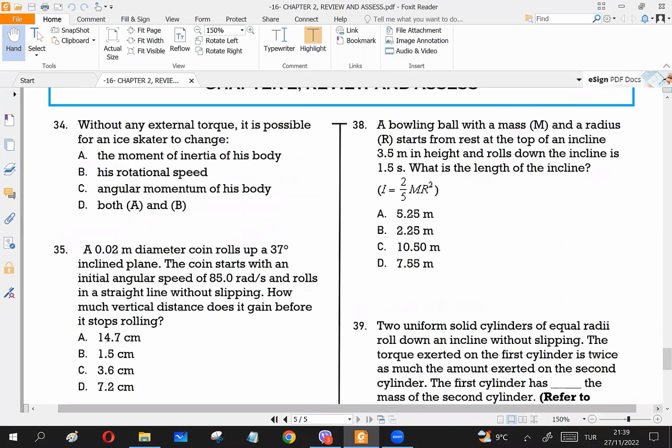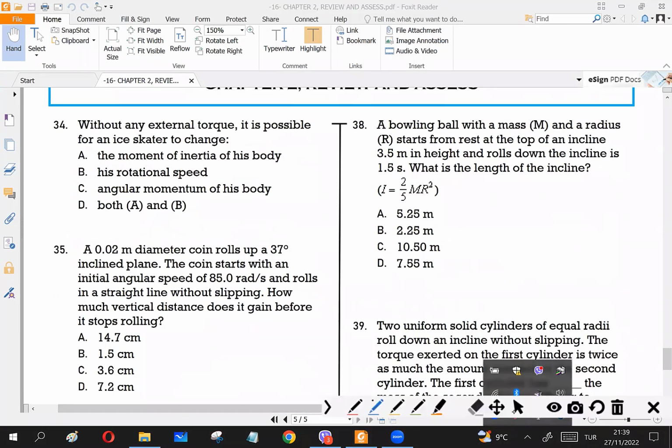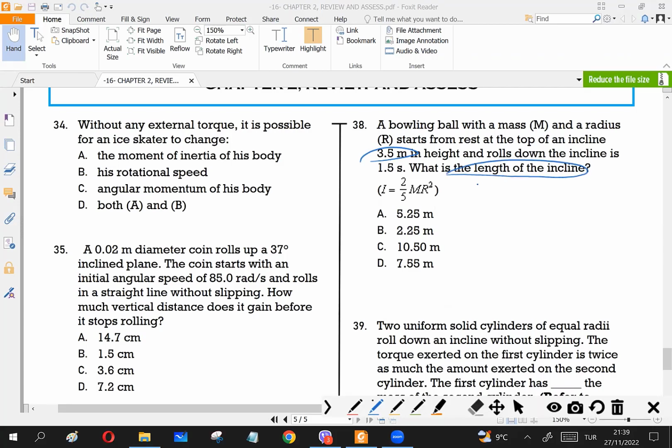And a bowling ball with mass m and radius r starts from rest at the top of an incline 3.5 meters high and rolls down the incline. What is the length of the incline? We should find V first, because if you want to find the length, it's an accelerated motion. In fact, it's asking how much distance this ball rolls. The length of the incline is the distance which the ball rolls.